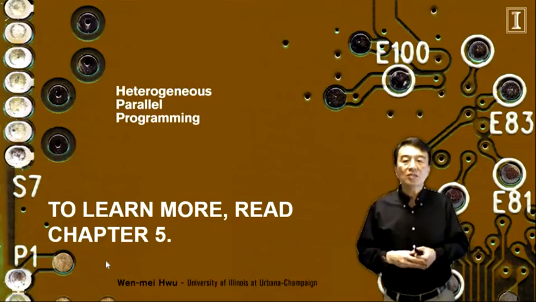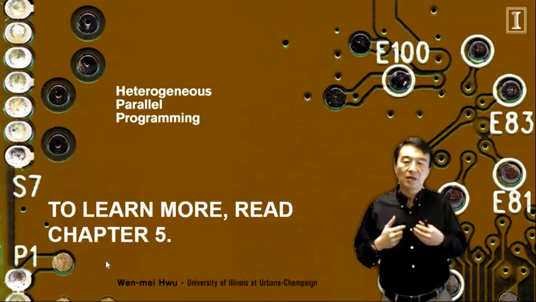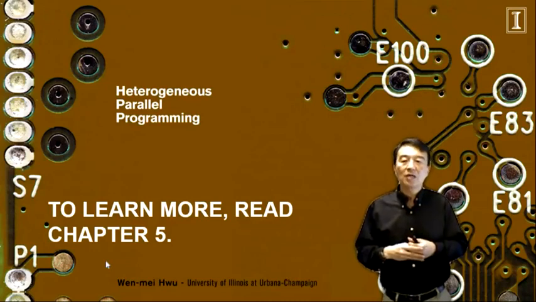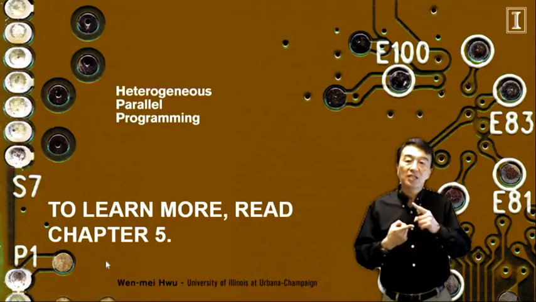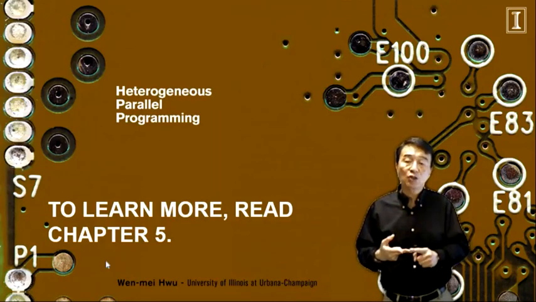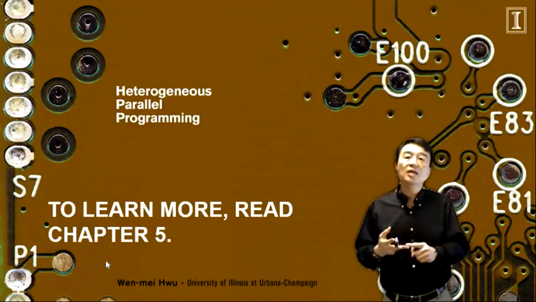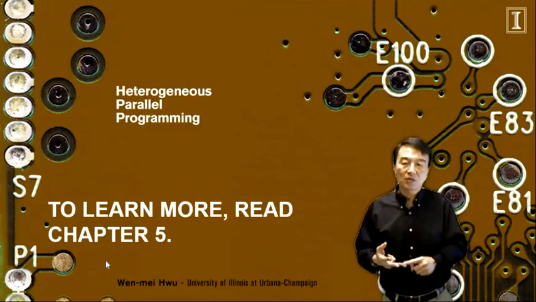So this brings us to the conclusion of lecture 2.6. I would like to encourage you to read the textbook, the entire Chapter 5, if you'd like to learn more about tiled algorithms, the tiled matrix multiplication algorithm, and how we can implement that algorithm in CUDA code. Thank you.